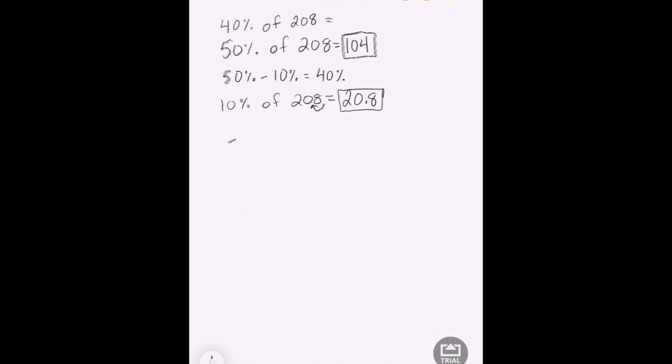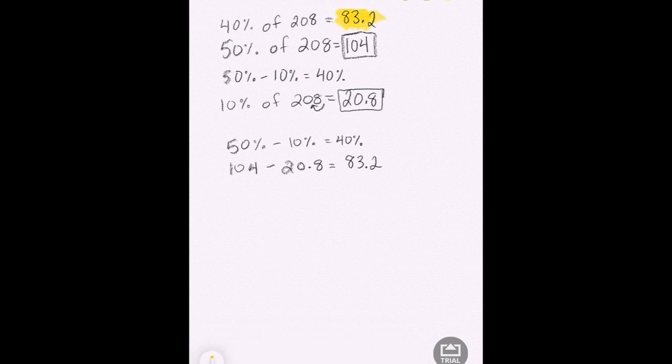So if I look back, I'm going to find the answer by doing 50% take away 10%. And 50% is 104. 10% is 20.8. And if I subtract these numbers, I'm going to get 83.2, which is in fact equal to the 40%. So if we look here, 104 take away 20.8 is 83.2. So we'd have 83.2. So 40% of 208 is 83.2.